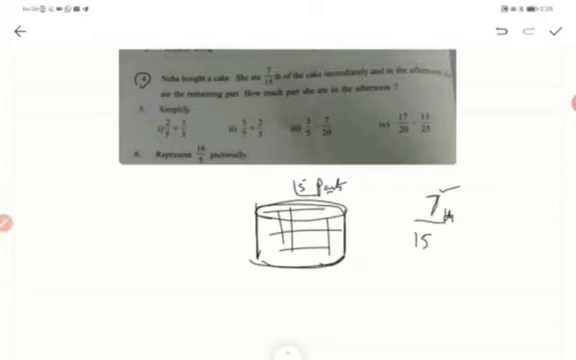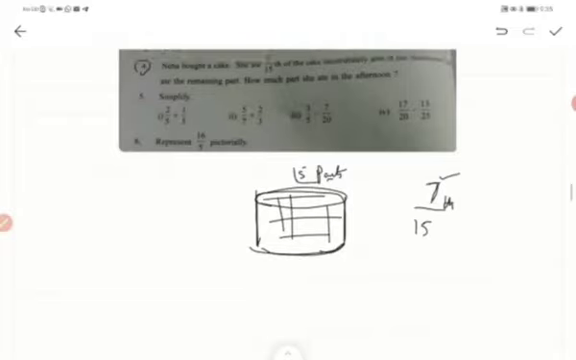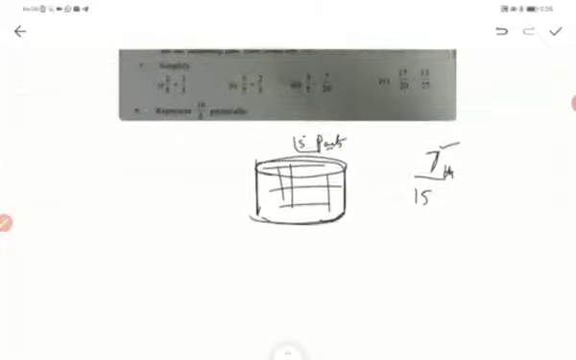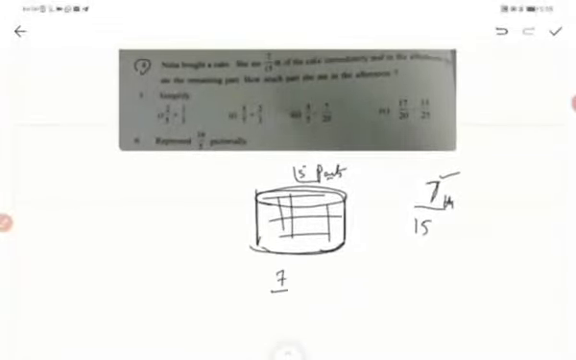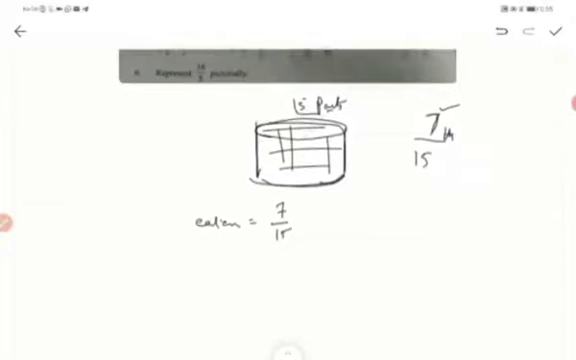So 7 by 15th part of the cake is eaten in the morning, and in the afternoon she ate the remaining part. How much part did she eat in the afternoon? It's very easy. In the morning she ate 7 by 15th part, right? Our total cake I will take as one cake. We want the remaining cake which she ate in the afternoon.